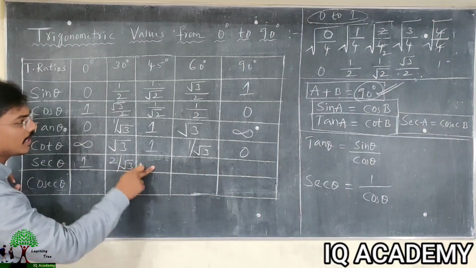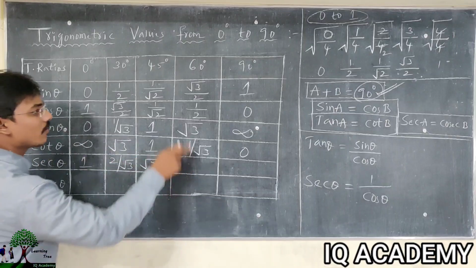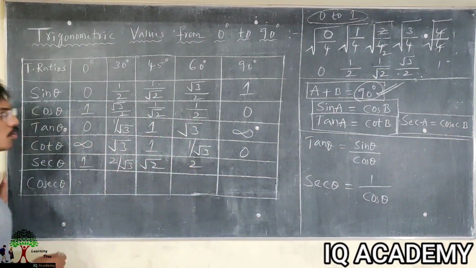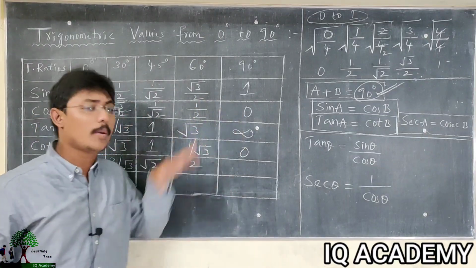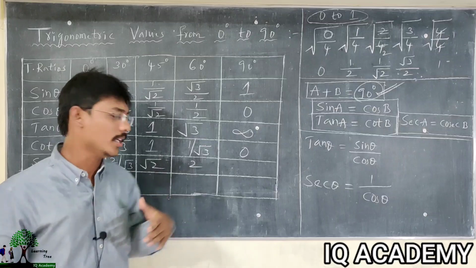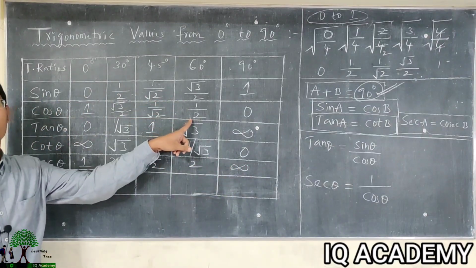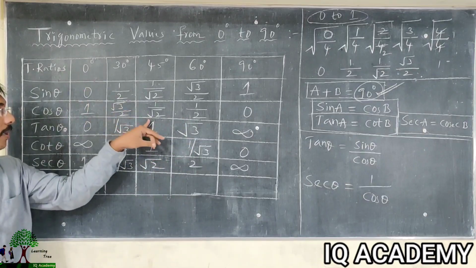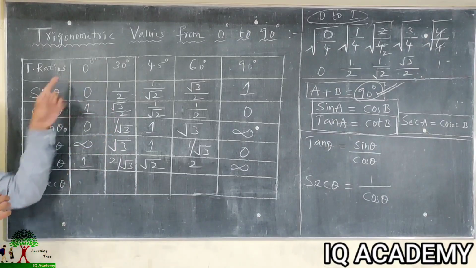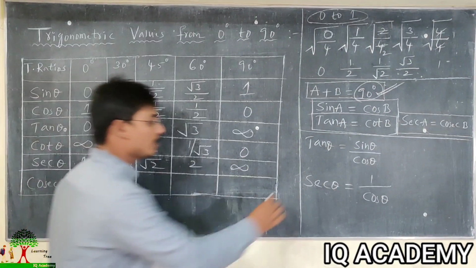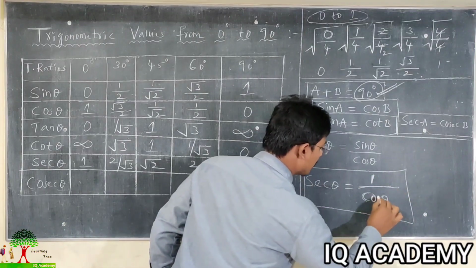Next, secant 45. 1 by root 2 becomes root 2 by 1, which is root 2. Secant 60: 1 by 2 means 2 by 1, that is 2. Then secant 90: 1 by 0, not 0 by 1. 1 is important. 1 by 0 is not defined. 1 divided by 1 by 2 is 2. Reverse. 1 divided by 1 by root 2 is root 2. 1 divided by root 3 by 2 is 2 by root 3. 1 divided by 1 is 1. Because the concept is secant theta equals 1 divided by cos theta.